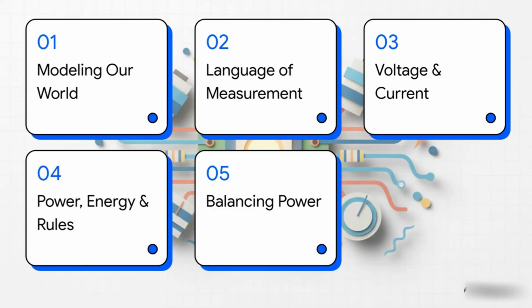Okay, so here's our game plan. We're going to start by getting on the same page with a common language for measurement. Then we're going to meet the two stars of the show, voltage and current. After that, we'll see how they team up to actually do work, which we call power. And then finally, we'll learn a really crucial trick for checking our work to make sure our map is spot on.